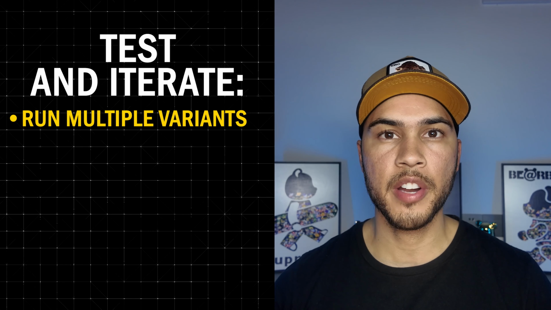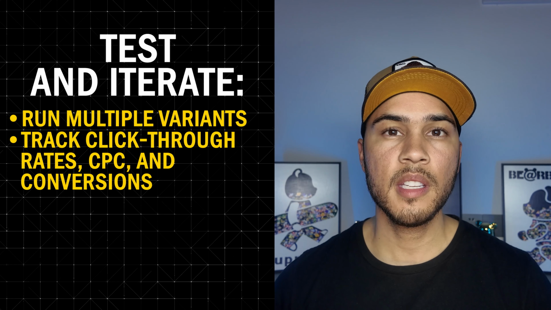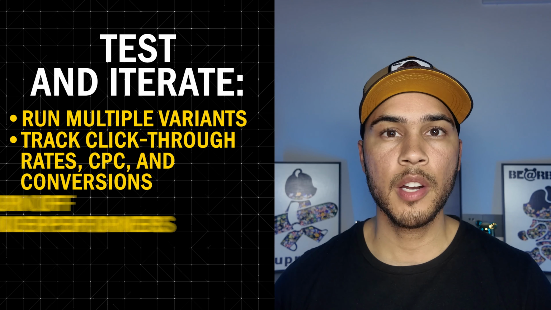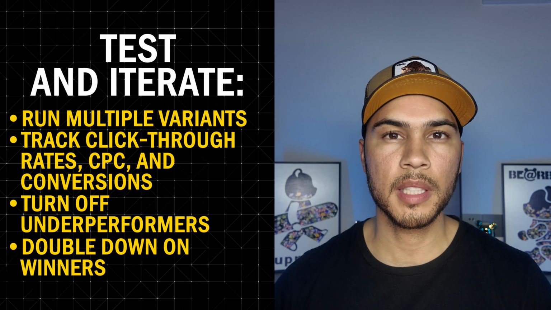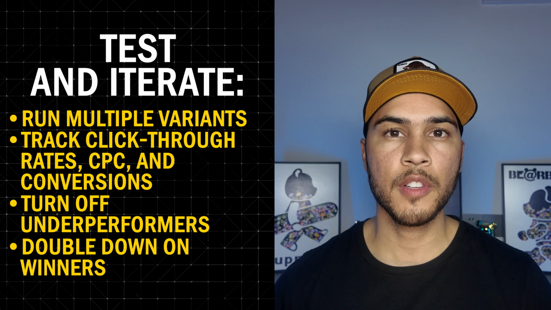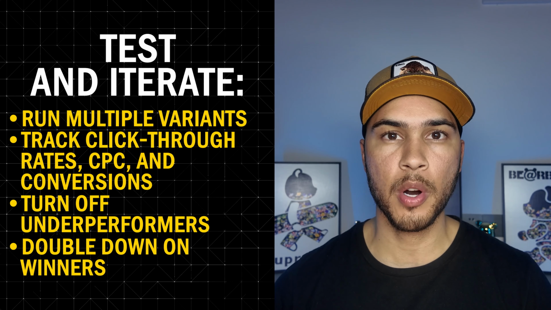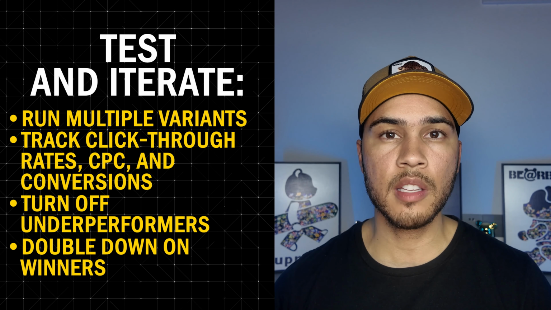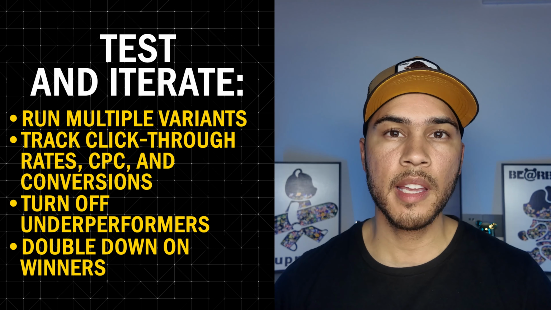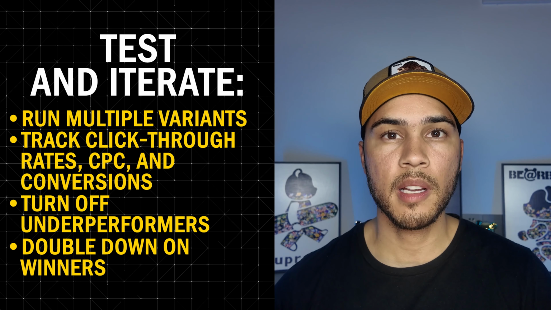Here's where most beginners miss the mark. They generate one and pray it works. Instead, as a pro, run multiple variants, track click-through rates, CPC and conversions, turn off underperformers, and double down on winners. AdCreative.ai accelerates this process because you can generate dozens of options quickly. Testing equals data, which equals better performance.